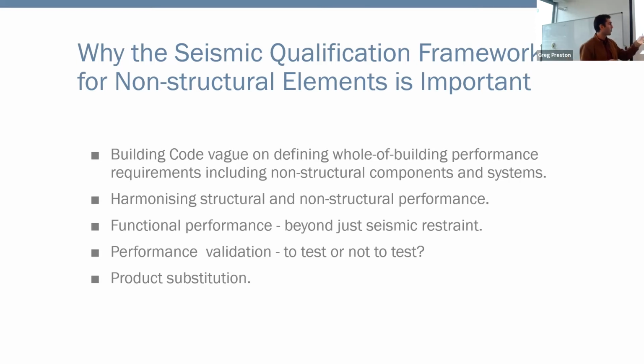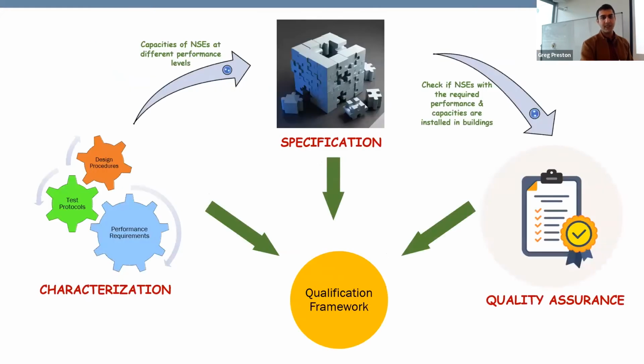And finally, another problem is product substitution. So if a product is specified for installation in buildings, sometimes it's substituted by something that has a lesser cost, but that product may not deliver the required performance and can really hurt performance of buildings in earthquakes. The qualification framework will have three aspects: characterization, specification, and quality assurance.